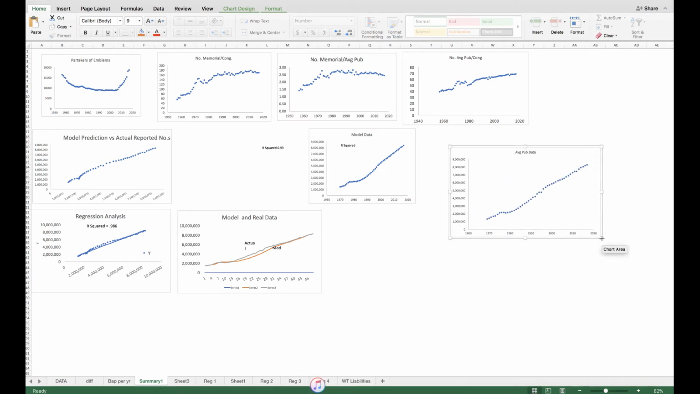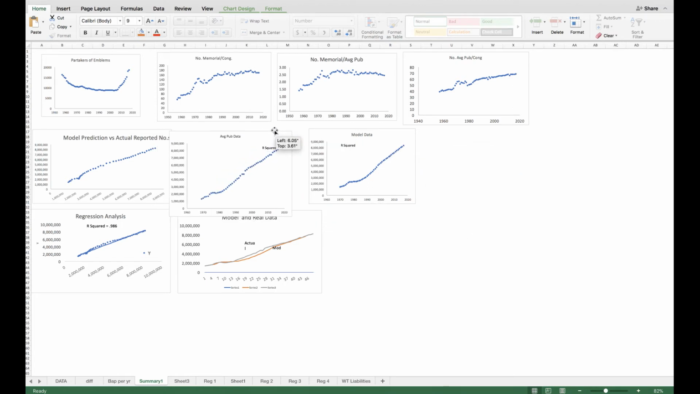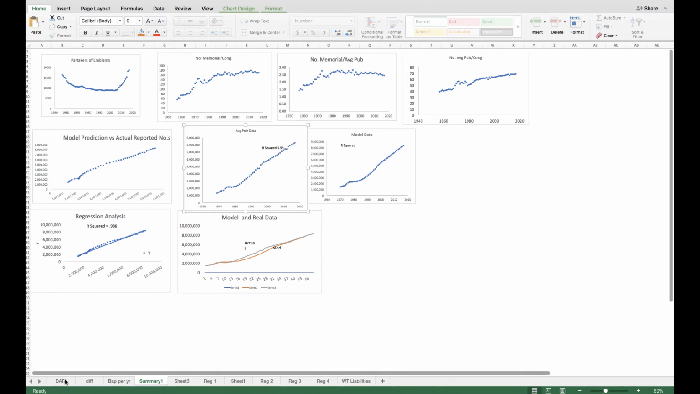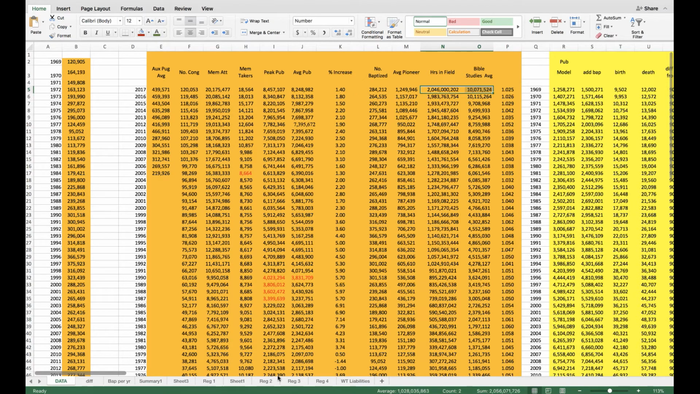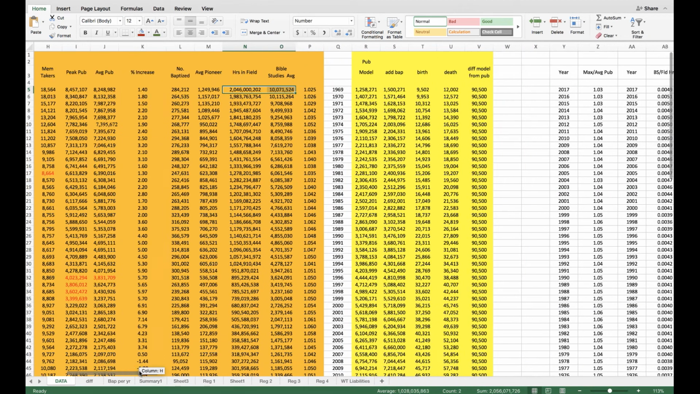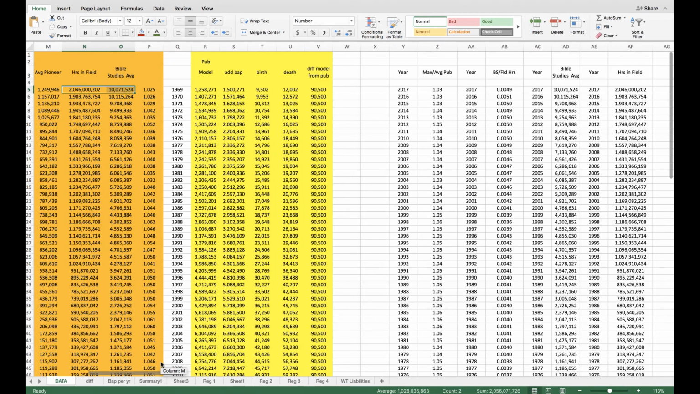Okay, so that's incredible to get that. That tells me somebody's been fudging the data. And so what I did was I set out to see if I can model that data. And over here, this yellow set of columns, I started with 1969. I added the number reported of those who were baptized.